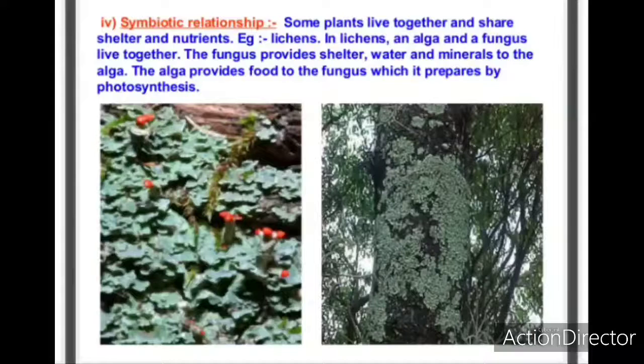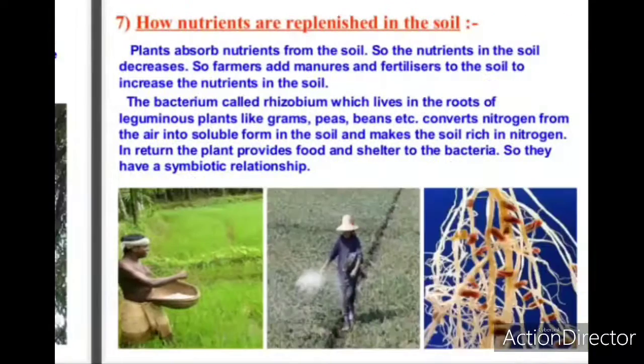Symbiotic relations. Some plants live together and share shelter and nutrients. Lichens: alga and fungus live together. The fungus provides shelter, water and minerals to the alga. The alga provides food to the fungus, which it prepares by photosynthesis.